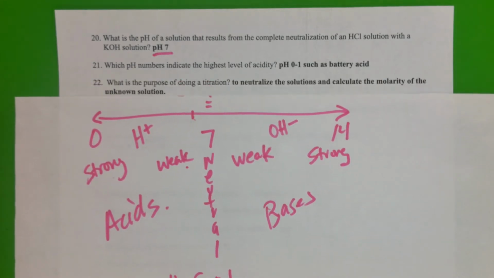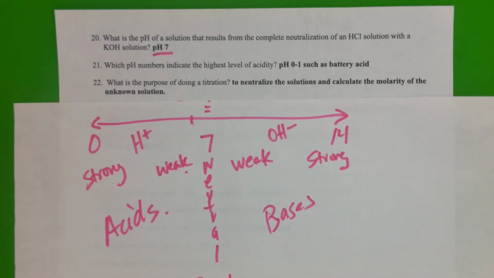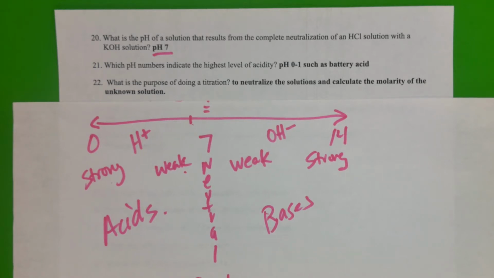Those are good ones. What is the purpose of doing a titration? Well, the titration lab is mainly to neutralize the solutions, and then we calculate the molarity of the unknown solution. I know we calculated the liters, but in reality it would be the concentration, how concentrated it is. We usually try to figure out how concentrated it is.